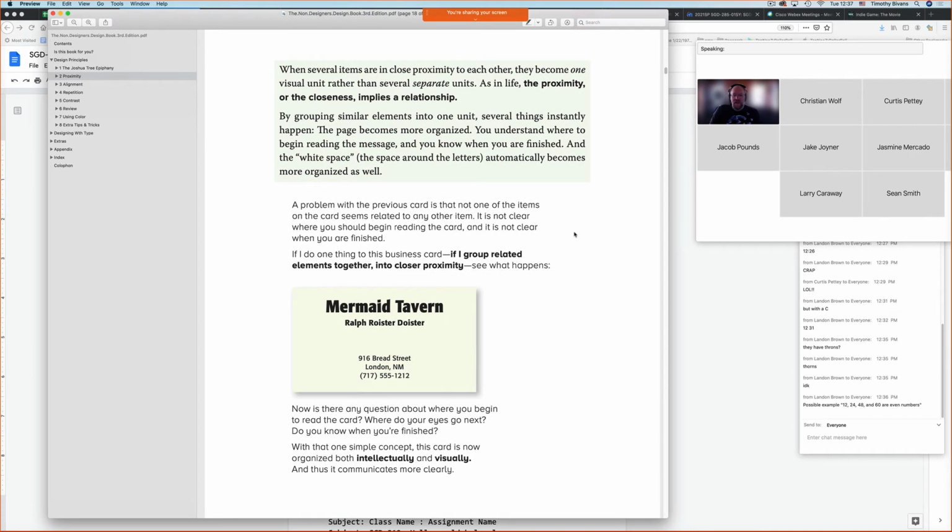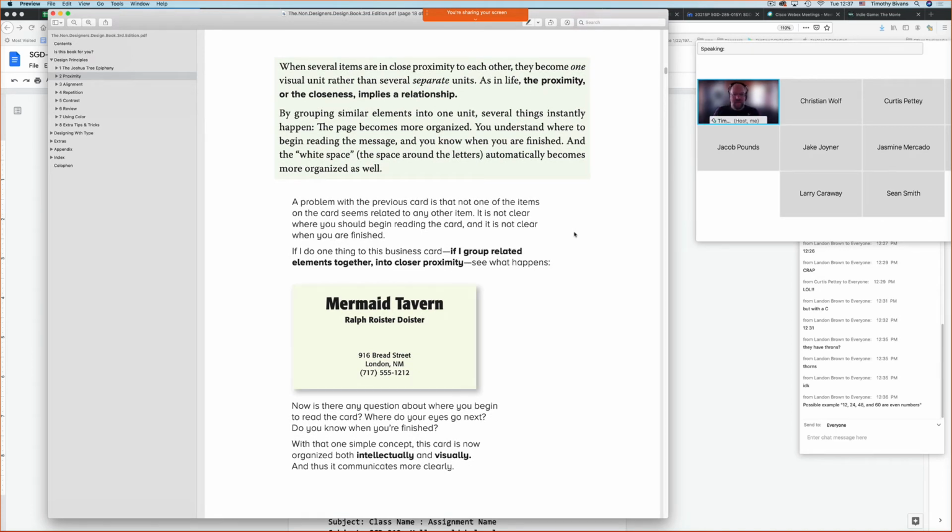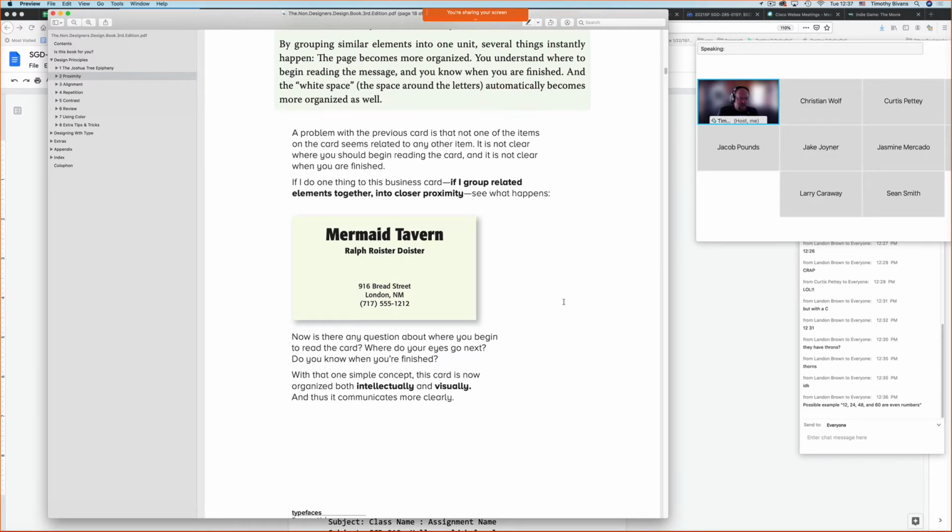So here he has reorganized these things, right? By grouping similar elements into one unit, several things instantly happen. The page becomes more organized. You understand where to begin reading the passage, and you know when you are finished. And the white space around the letters automatically becomes more organized as well. So if you look at this, this looks much more cohesive than the other examples, right? I think you would agree with that.